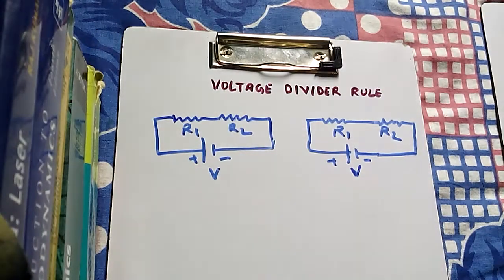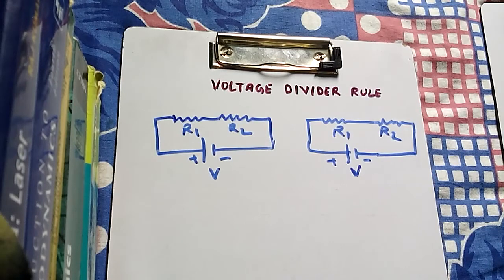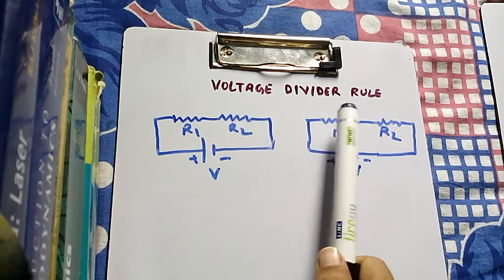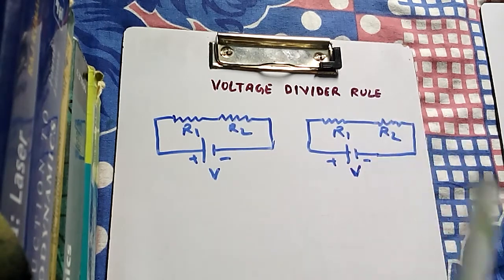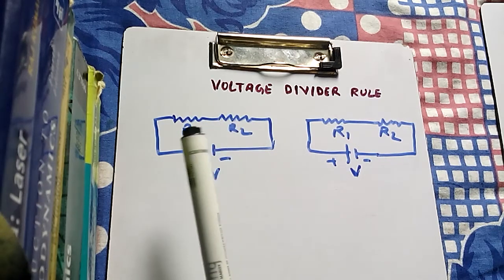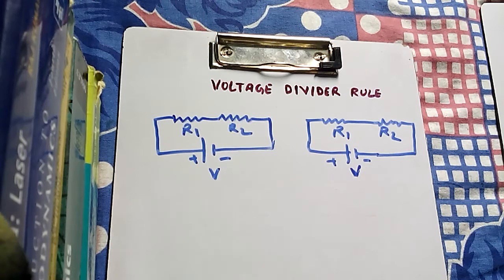Today we will see the voltage divider rule. That means we will learn to find out the voltage drop across a resistor. Now the first condition for the voltage divider rule to be applicable is that the resistors in the circuit must be in series.